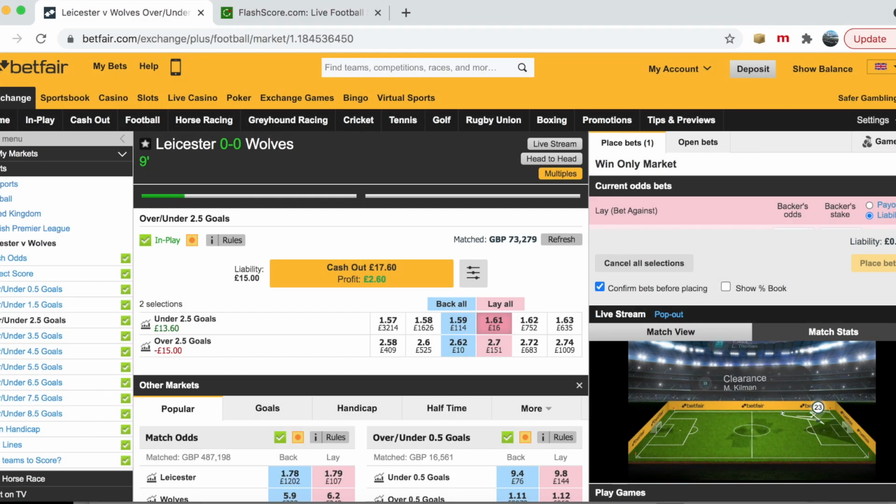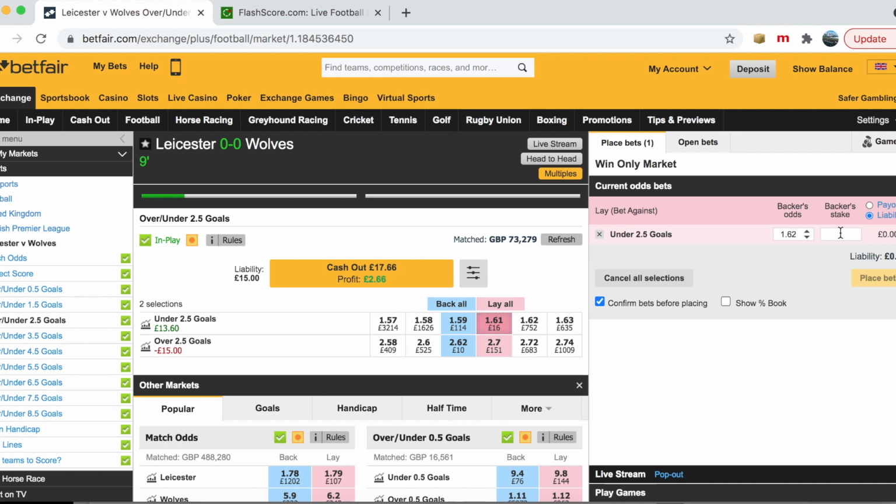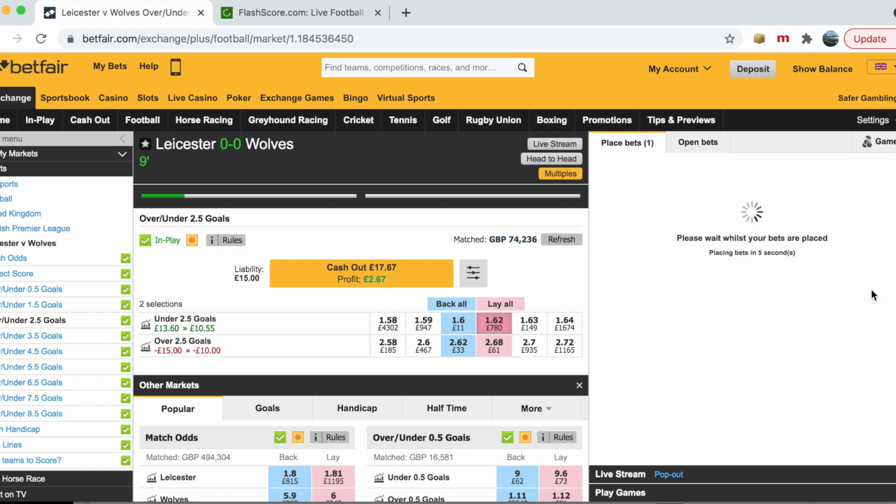So at 9 minutes now in the Leicester Wolves match, we've got further price movement. The lay price is now 1.61. So what I'm doing here again is laying off another 25% of the stake, which is £5. This is to lock in profit and reduce my liability.